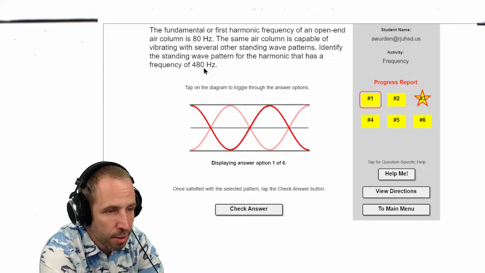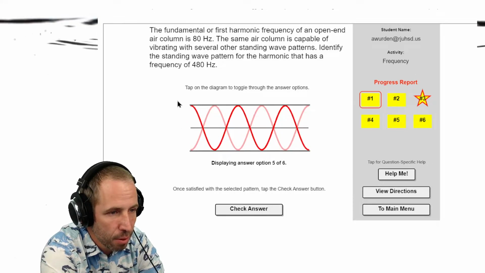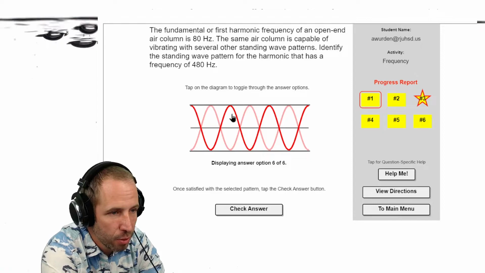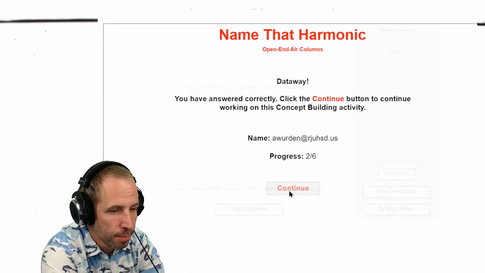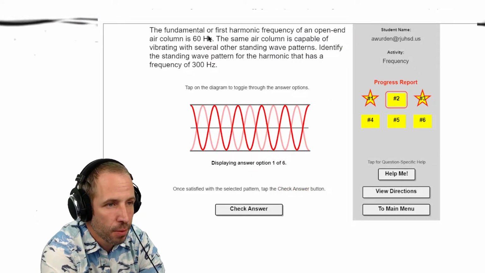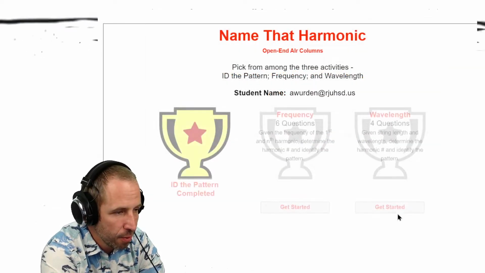All right, so 80 to 480, a factor of 6. It'll be a pretty dense wave. 1, 2, 3, 4, 5. Nope, too dense. 1, 2, 3, 4, 5. No. There we go. 1, 2, 3, 4, 5, 6. All right, you guys get the point. I won't do all these. Let's jump back and look at the last level.